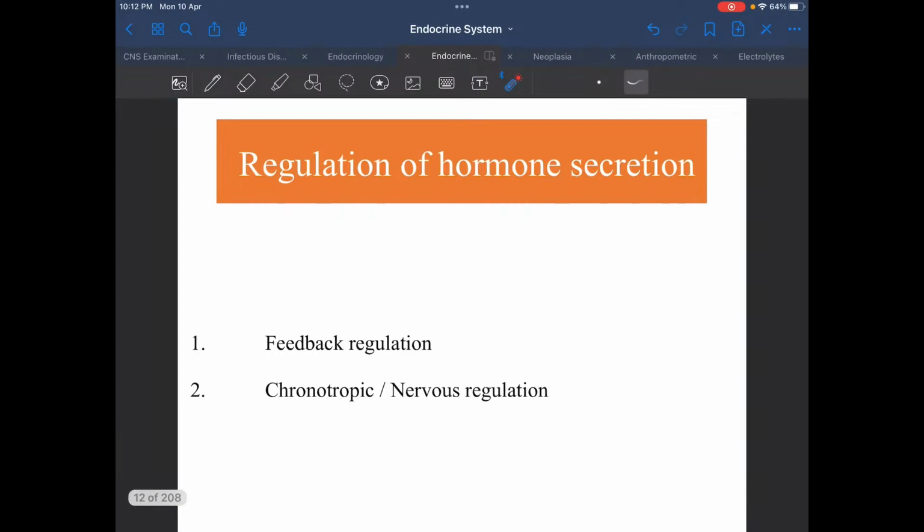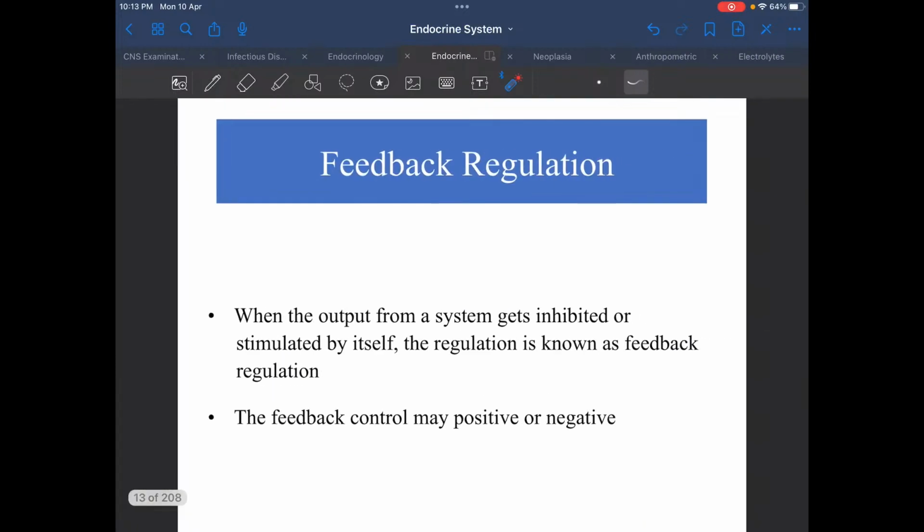Okay? Now, how do we regulate hormone secretion? We have two mechanisms, feedback regulation and nervous regulation. What do we mean by feedback regulation? That an output which has come from a system can inhibit that system, or it can stimulate it. Do you get it? Meaning whatever is secreted from a cell can act upon itself, it can inhibit its own secretion, or it can stimulate its own secretion. Accordingly we call the feedback positive or negative, right?